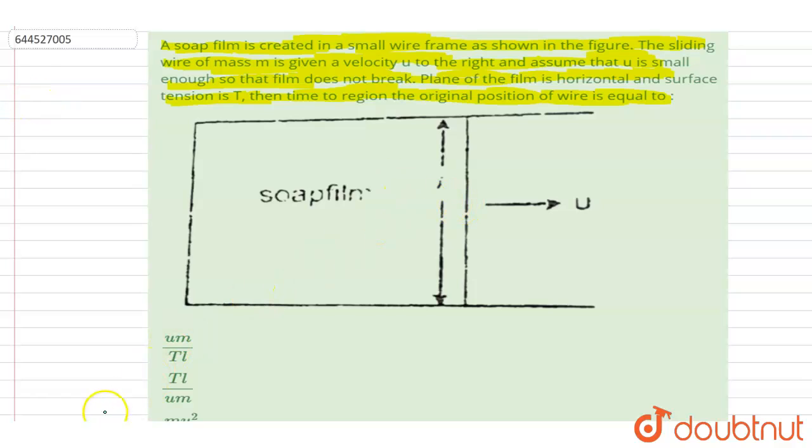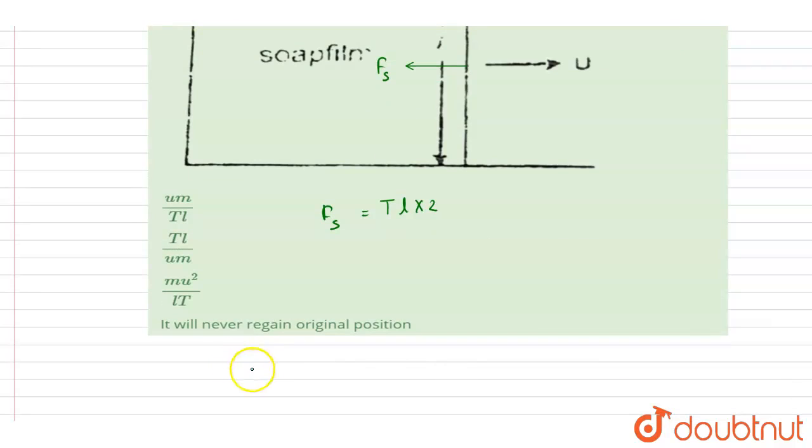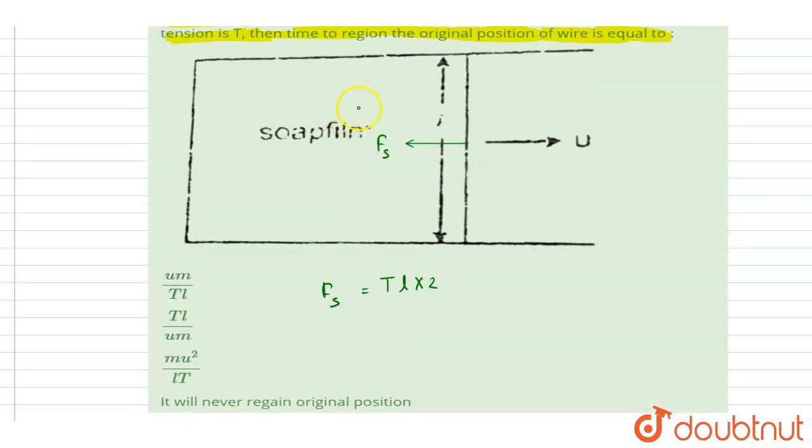So if you see here, the surface tension force on the wire will act in this direction, Fs. And if you see here, the surface tension force on this wire will be equal to T into length. And since there are two surfaces, we multiply it with 2. So this will be the force. And if I write down the acceleration, it will be surface tension force by mass, that is 2TL by m. So this will be the acceleration in the opposite direction, in this direction.